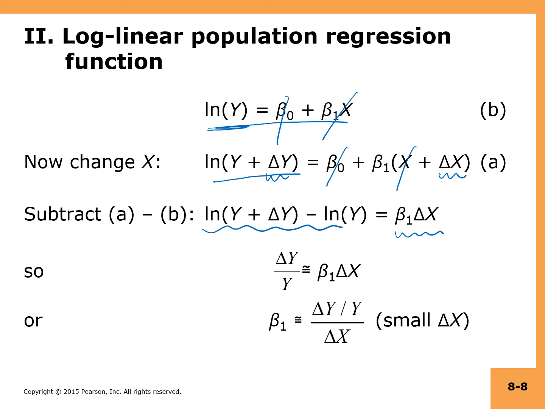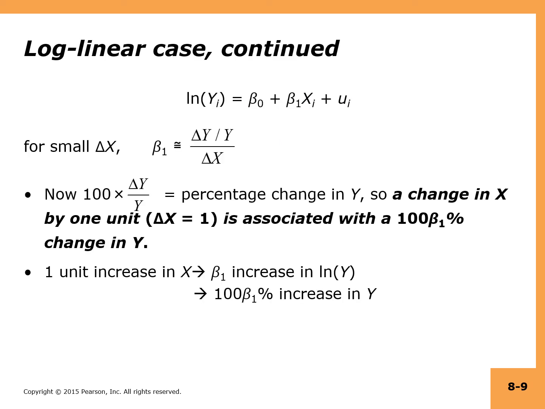We know that this can be estimated by change in y over y, so this formula becomes change in y over y is approximately beta 1 times change in x. Once you rearrange things by multiplying both sides by 1 over change in x, we get this final formula. This formula shows the coefficient can be written as this, and I'm going to rearrange this to make it easier for us to interpret.